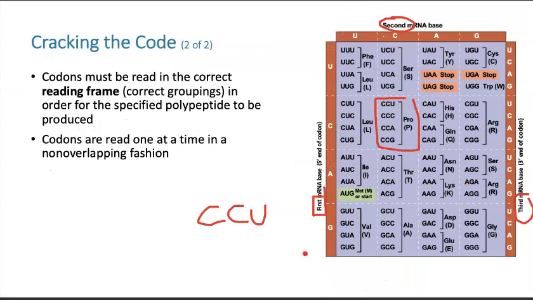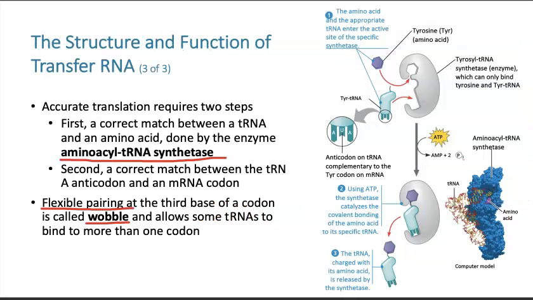So if you look here, I was talking about CCU, right? CCU codes for proline, but so does CCC and CCA and CCG. All of those code for the same amino acid. And coding for the same amino acid, because the third base differs, that's what wobble means. It allows some tRNAs to bind to more than one codon. And so, yeah, CCU could attach, but maybe CCC could attach. You'd still get the same exact amino acid.